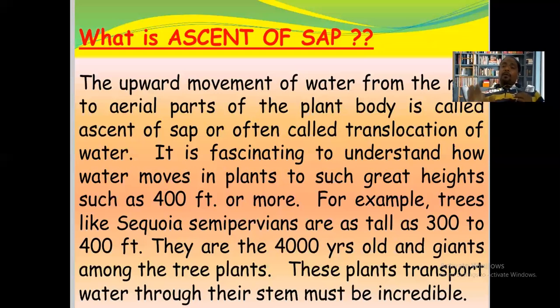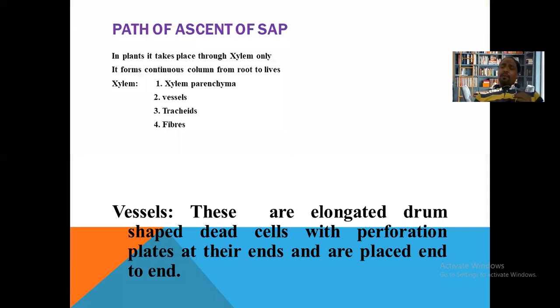Okay, now let us discuss the path. So what is the path for the ascent of sap? We know that in the human body there is a particular system, which we call the circulatory system, by which each and every nutrient or component which we eat is absorbed in the blood and then transported to each and every cell of the body.